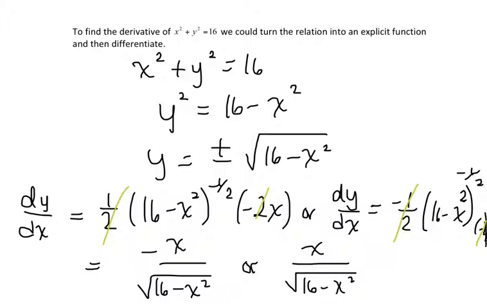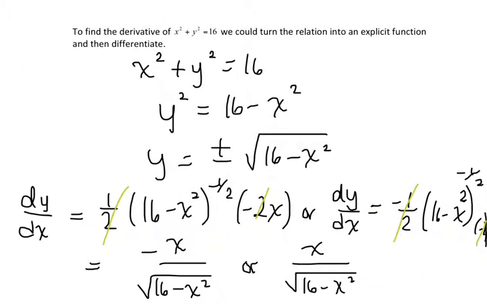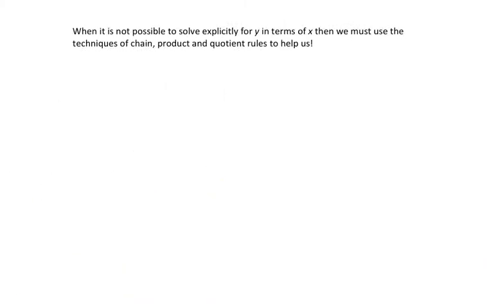And this makes sense because as we look around the circle, we can see that the derivative could be either negative or positive. We have both kinds of slope. So it makes sense that we have two different derivatives that give us a negative or a positive slope. And so there are the two options of the derivative.